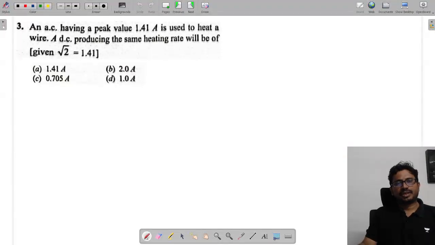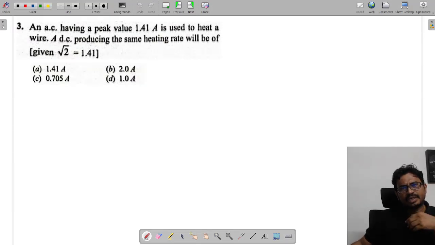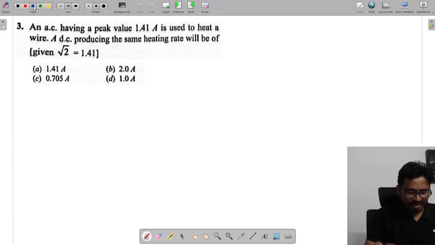Next, an AC having a peak value of 1.414 is used to heat a wire. A DC producing the same heating will be okay. That means indirectly they are asking to find the RMS value, isn't it?